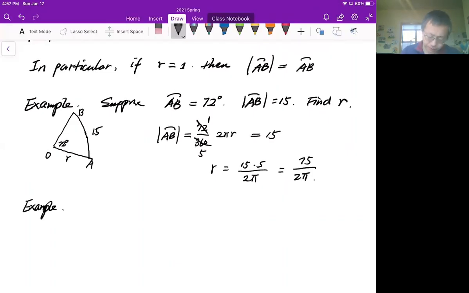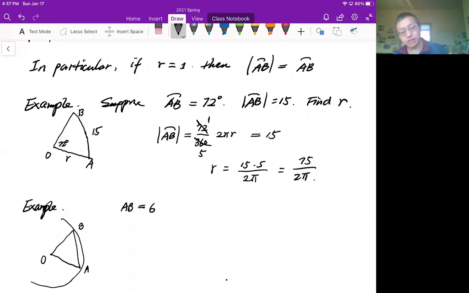Okay, so suppose I'm going to give you a sector like that. This is O here, and then we have A, and then we have B here. Suppose I'm going to connect AB. So AB is equal to 6. By the way, this AB just means it's a line segment. The line segment AB is equal to 6.